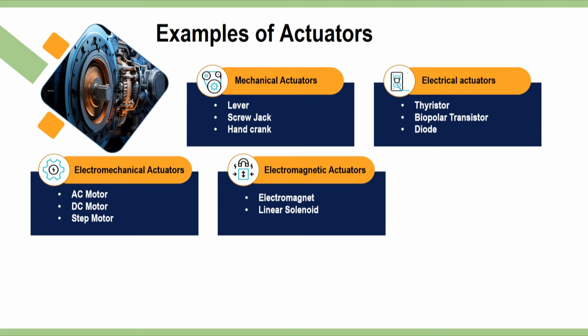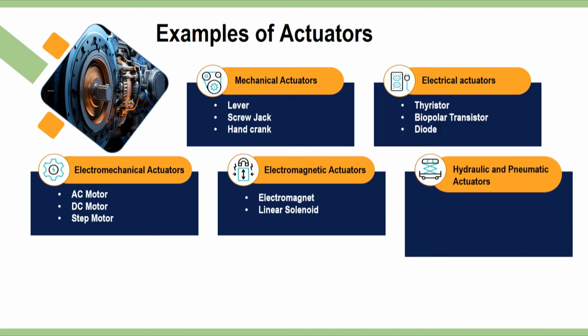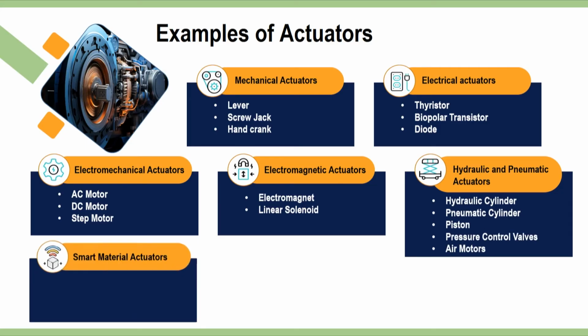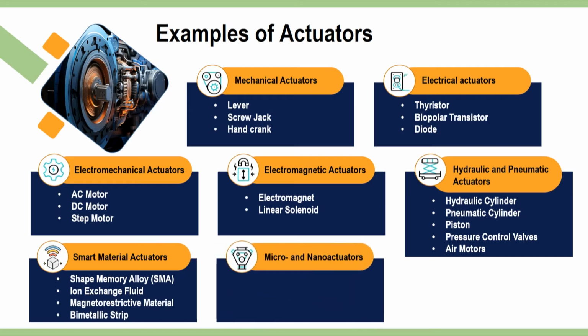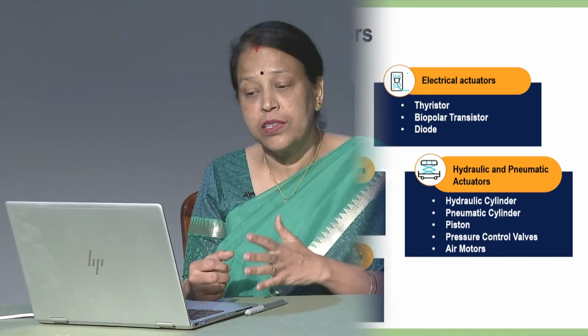Similarly, there are other things, that is hydraulic and pneumatic actuators. Pneumatic actuators are used for the pressure control valves, right. Because of pressure, we use those actuators to give the pressure to any devices. Similarly, smart material actuator, micro and nano actuator, those are actuators depending on the type of the material we are using. Nano material or micro material, those we are using for activating the devices.